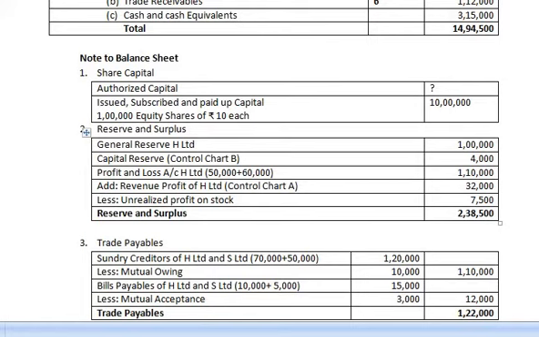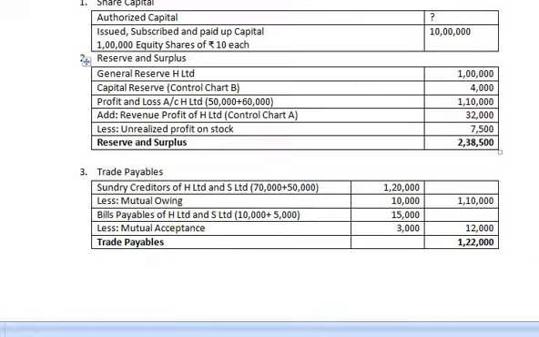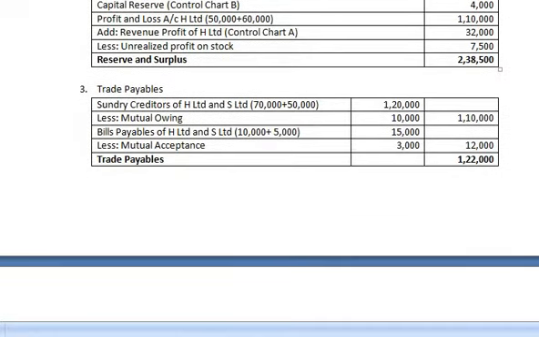Then we have the capital reserve, which we'll find from control chart B, for rupees 4,000. Then we have the profit and loss account of H Limited: the opening balance on 1/1/2015 is 50,000 and profit for the year 60,000, so it'll come to 1,10,000. Then you add the revenue profit of H Limited, which we get from control chart A, which is 32,000, and from it we have to less the unrealized profit on stock of rupees 7,500 from working note number 4. So the total reserve and surplus will be 2,38,500.